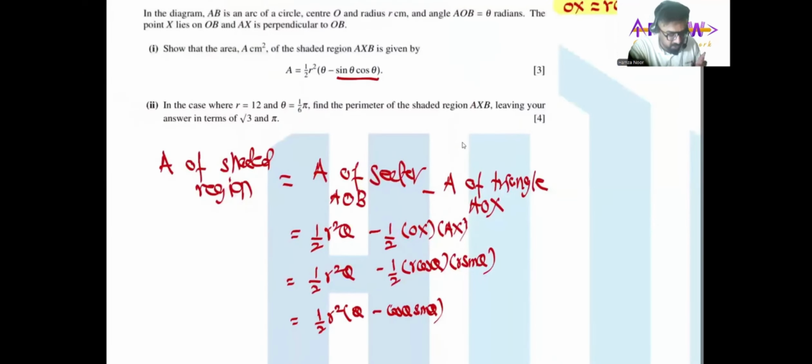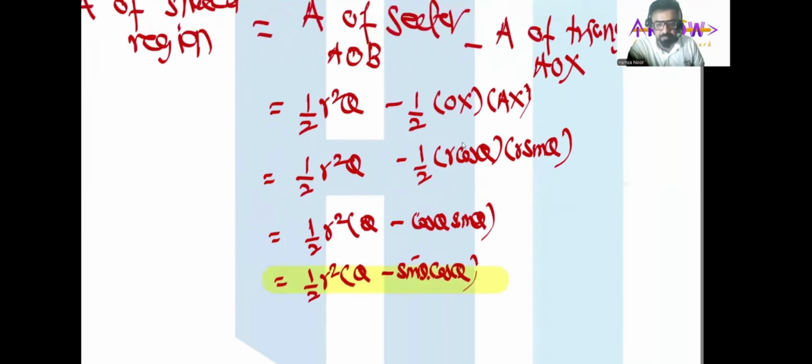Okay, so in place of cos theta times sine theta, I'm going to write sine theta times cos theta, which is exactly the same thing. So therefore, we can say that taking half r square as common, multiplied by theta minus sine theta times cos theta, here we have shown as per the requirement of part 1.